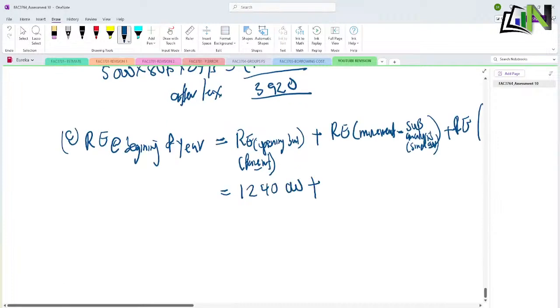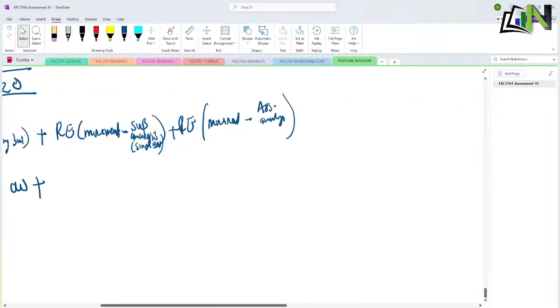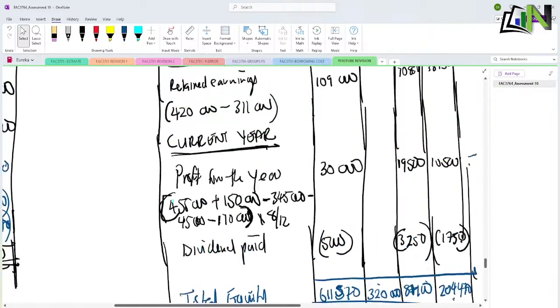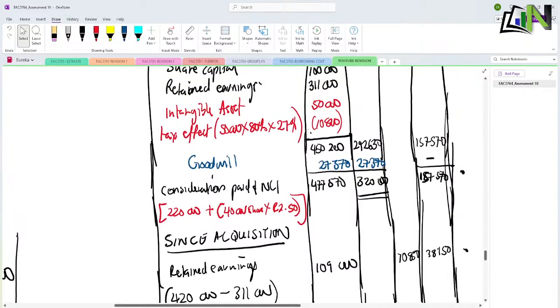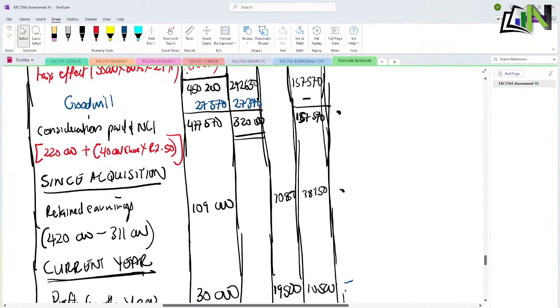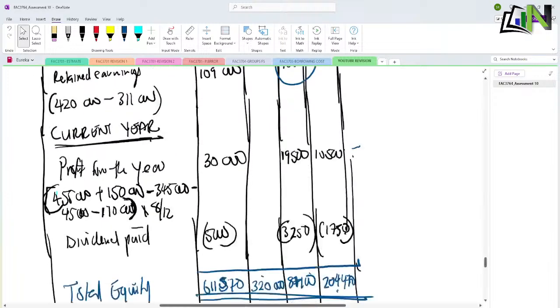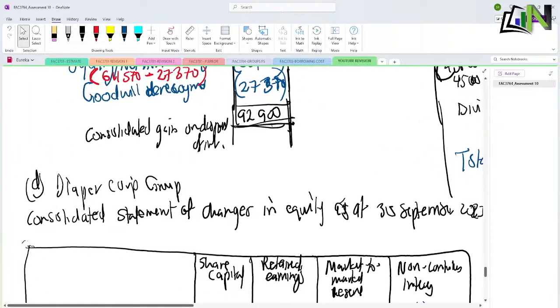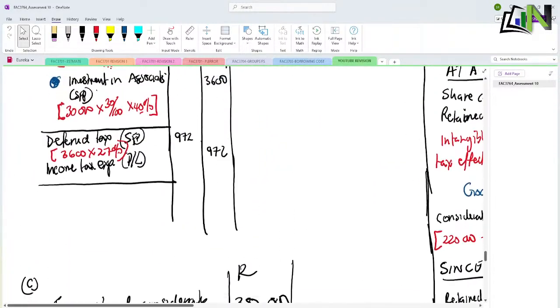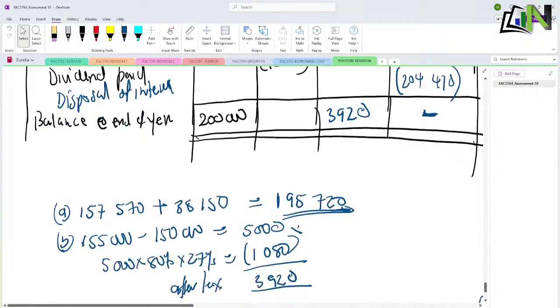So I'm gonna come and take my 1,240,000. Then for the subsidiary, I go to the analysis that I've already done. For my subsidiary, under my analysis, the parent's portion is this. This is that. So 70,850. 70,850. Okay, so I'll come here, 70,850. Where am I? Okay.